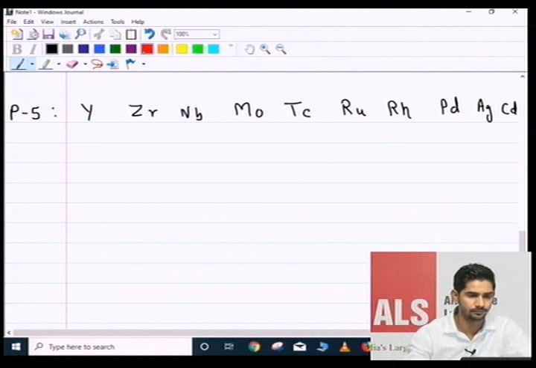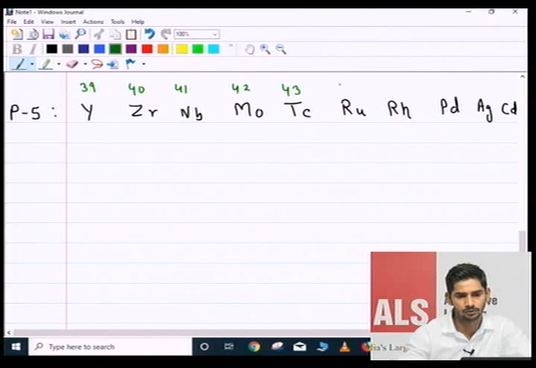Now, how can we learn this? First of all, let's see the atomic numbers. It starts with 39, 40, 41, 42, 43, 44, 45, 46, 47, 48. Okay? Now, see.